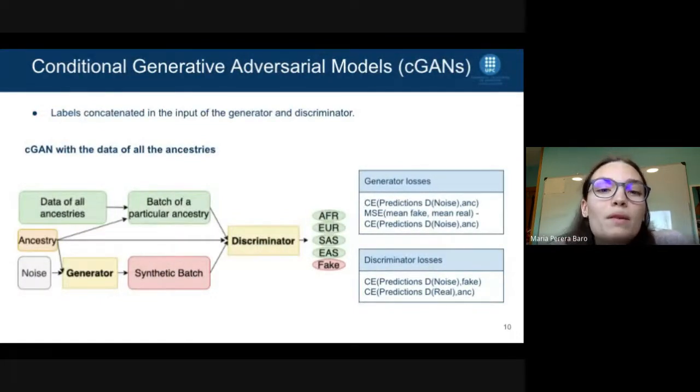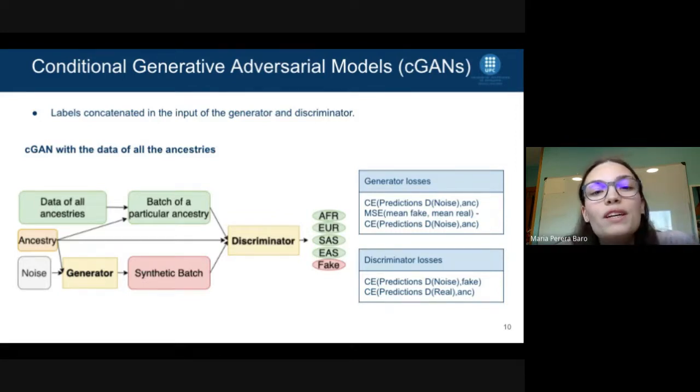The second model implemented is a conditional GAN. There are 3 main differences with the GAN. The first one is that the conditional GAN is trained with the data of all the ancestries, although each batch contains data of just one ancestry. So we are training just 1 GAN.